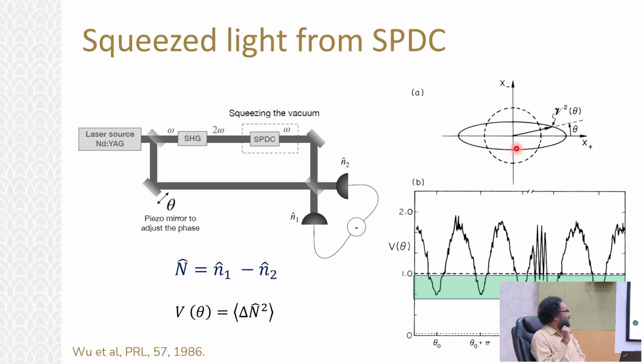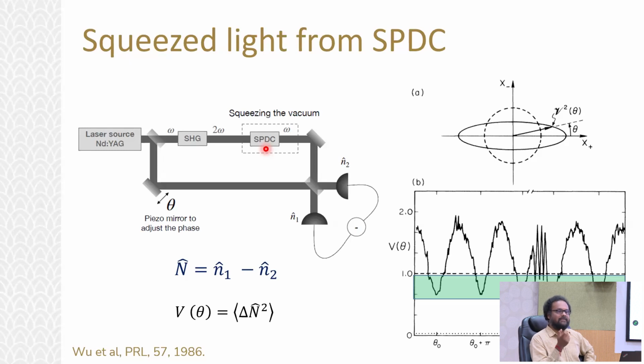So basically what it does is that you come with your laser source, an Nd:YAG laser at a certain omega. You go through second harmonic generation, and you generate 2 omega. But you have a beam splitter here, so you take part of the beam out here. So let's keep that there. This beam generates the second harmonic, and it goes through an SPDC process, which is degenerate.